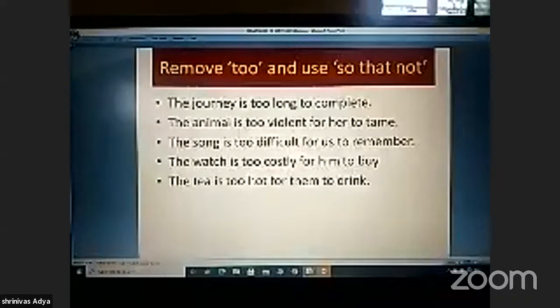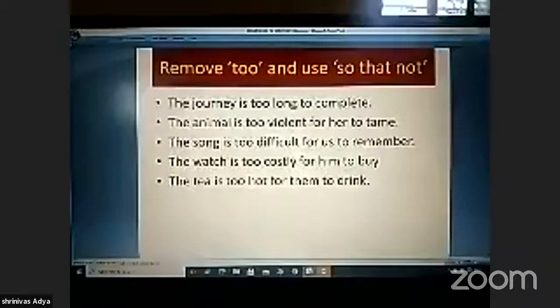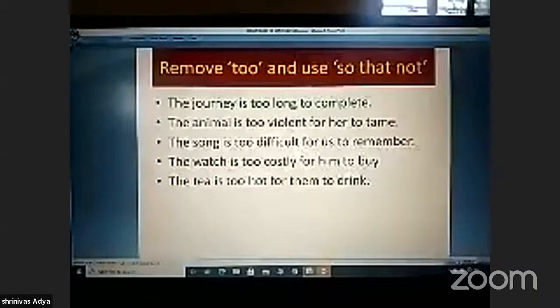Harsha Pandey, your answer? The journey is so long that one cannot complete. Yes, this is also correct. Yes, these two sentences are correct. The journey is so long that it cannot be completed. The journey is so long that one cannot complete it. Good.